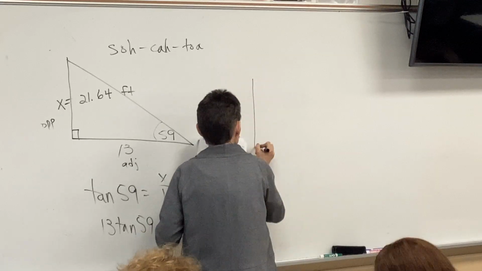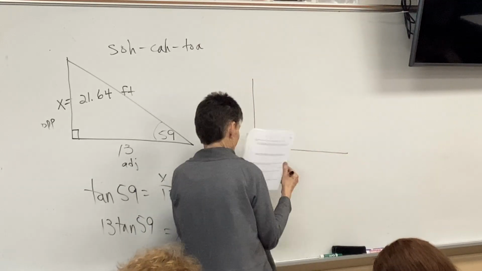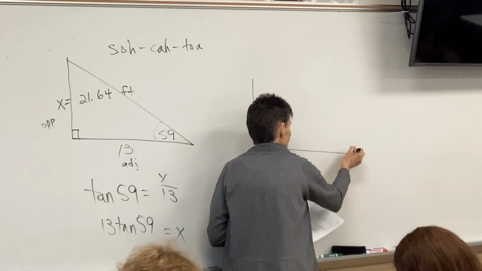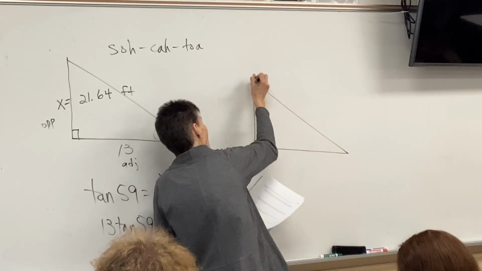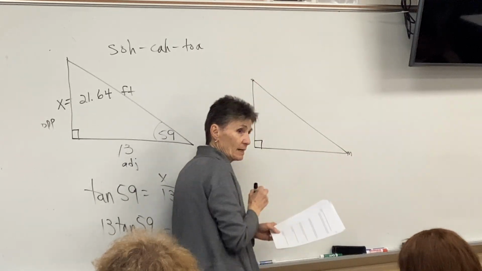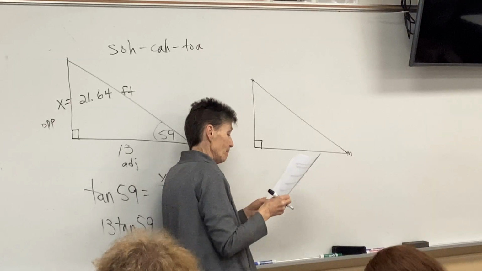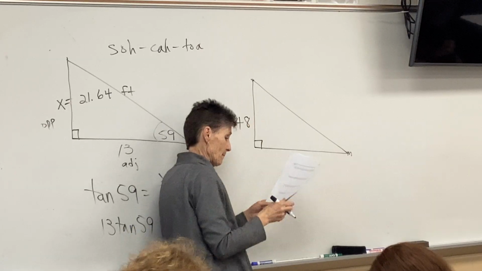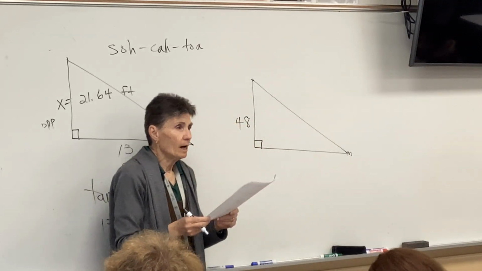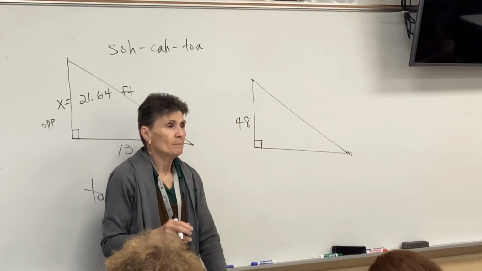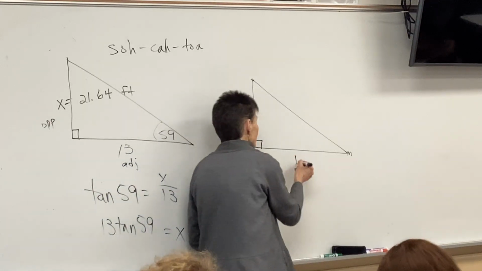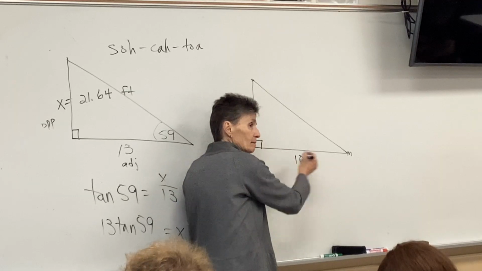We have a building, and we have a man looking at the top of the building. So here's the man, and he's looking up at the top of the building. The building is 48 feet tall, and the man is standing 100 feet from the building. So where am I going to put the 100? He's 100 feet from the building.